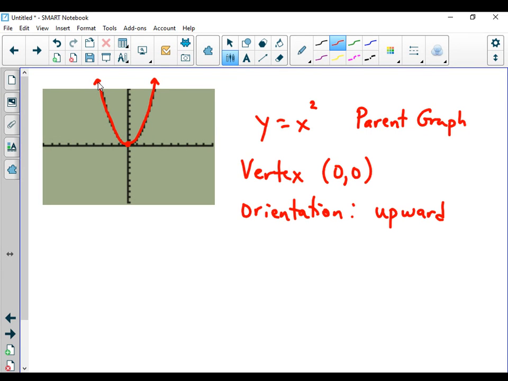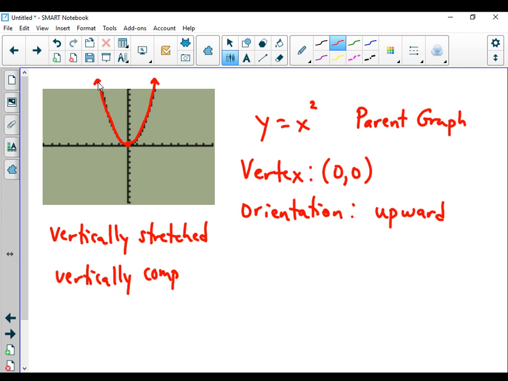The third thing that we'll pay attention to is, have I taken this original parent graph and done one of two things to it? Have I vertically stretched it, or have I vertically compressed it? So let's think about what that means and what it would look like as far as the graph is concerned.